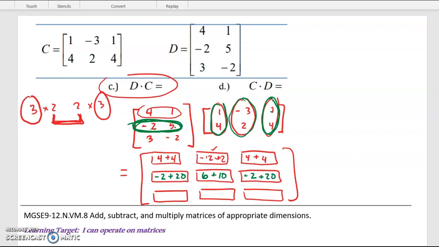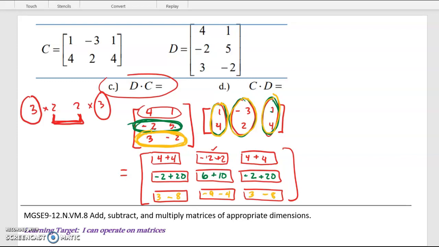Then we move on to the last. Let's make it orange. So we have third row, first column. 3 times 1 is 3. Negative 2 times 4 is negative 8. Third row, second column. 3 times negative 3 is negative 9. Negative 2 times 2 is negative 4. Third row, third column. 3 times 1 is 3. Negative 2 times 4 is negative 8.